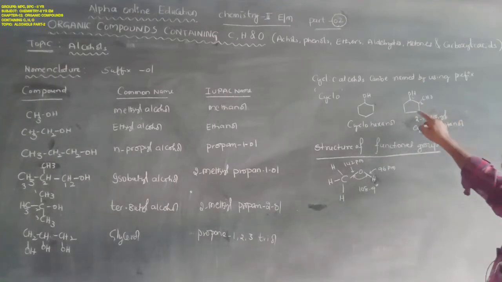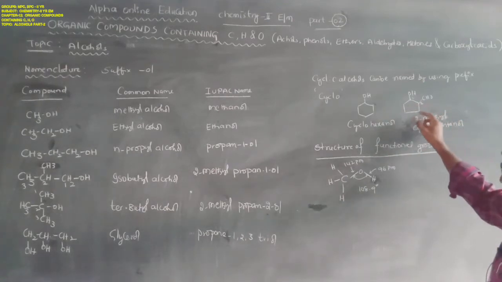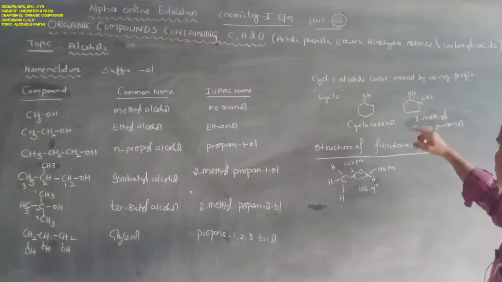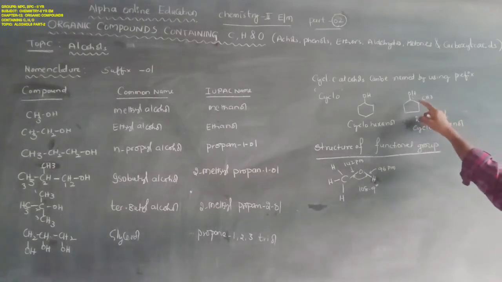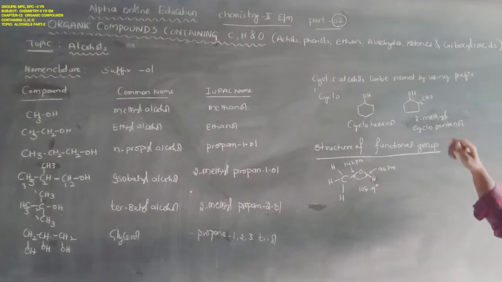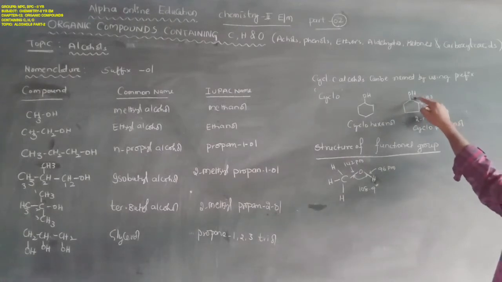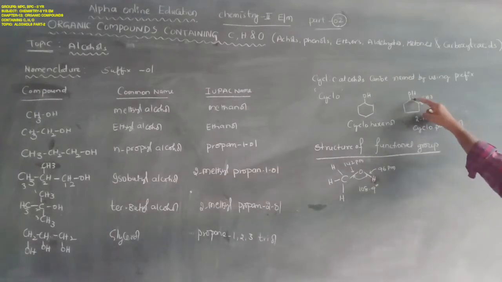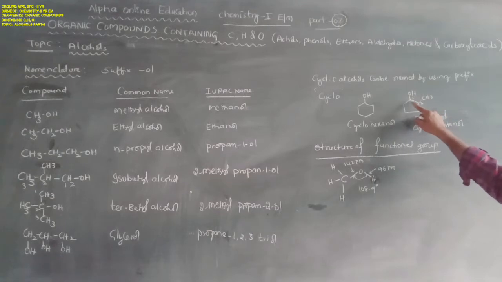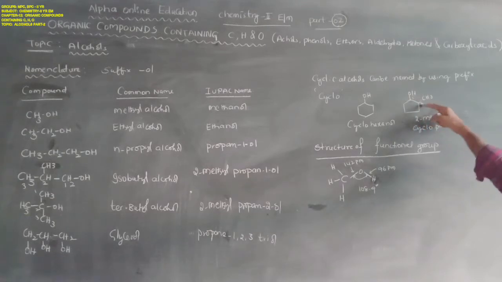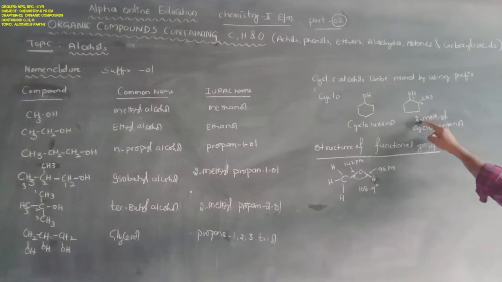Next, here is another one. The cyclic system has another substituent. Then the numbering should give priority to the hydroxyl group. This is a functional group, that's why the first priority is given to the functional group. The lowest number should be given to the functional group. Here it is 1, 2. At the second position a methyl group is there, that's why it can be written as a prefix, 2-methyl.